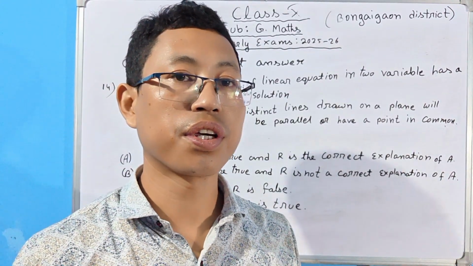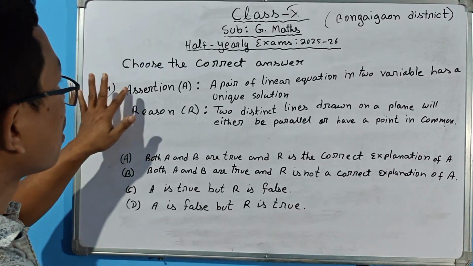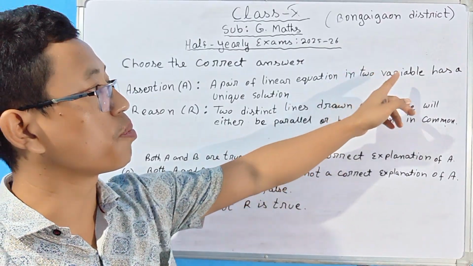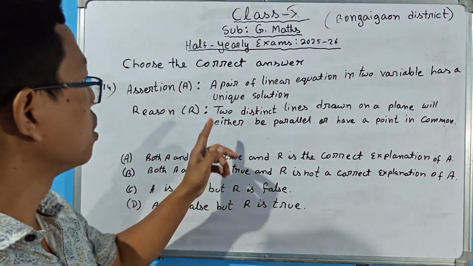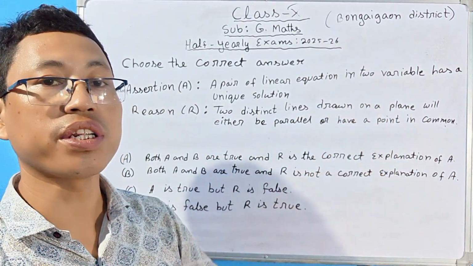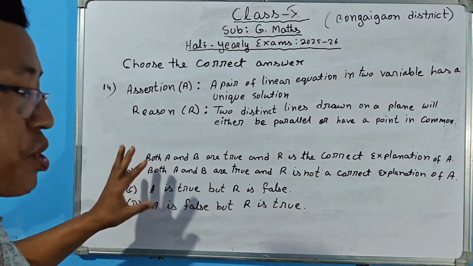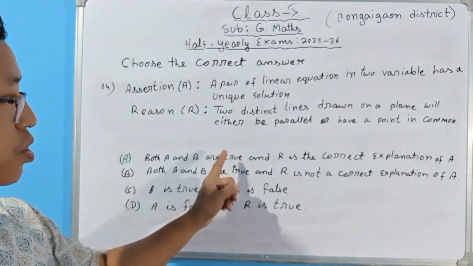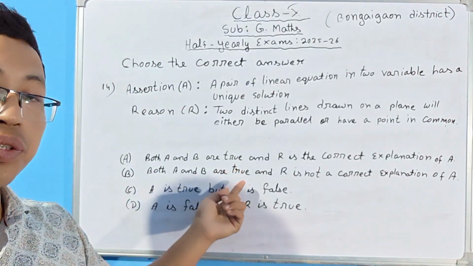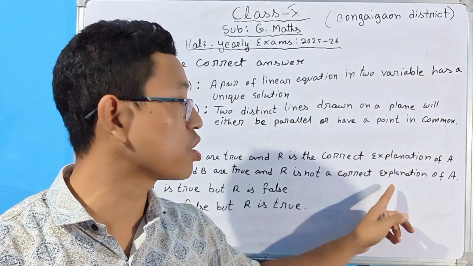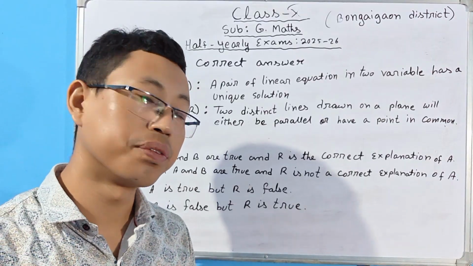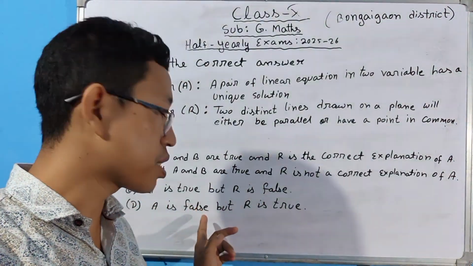Question number 14. Here we have assertion and reason. Assertion: A pair of linear equations in two variables has a unique solution. Reason: Two distinct lines drawn on a plane will either be parallel or have a point in common. Here are the options. Option A: Both A and R are true and R is the correct explanation of A. Option B: Both A and R are true and R is not a correct explanation of A. Option C: A is true but R is false. Option D: A is false but R is true.